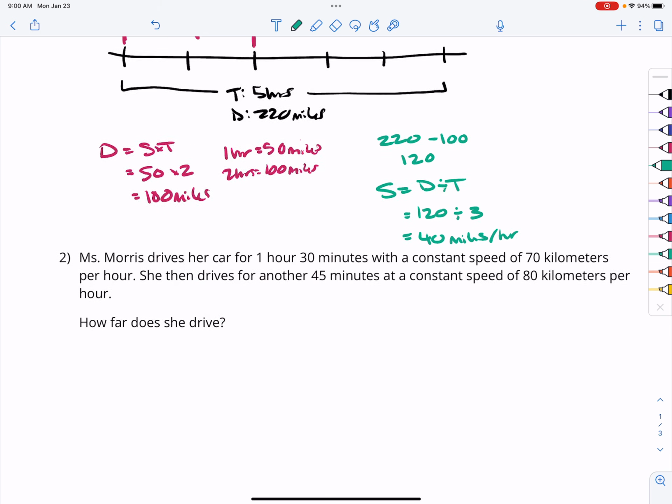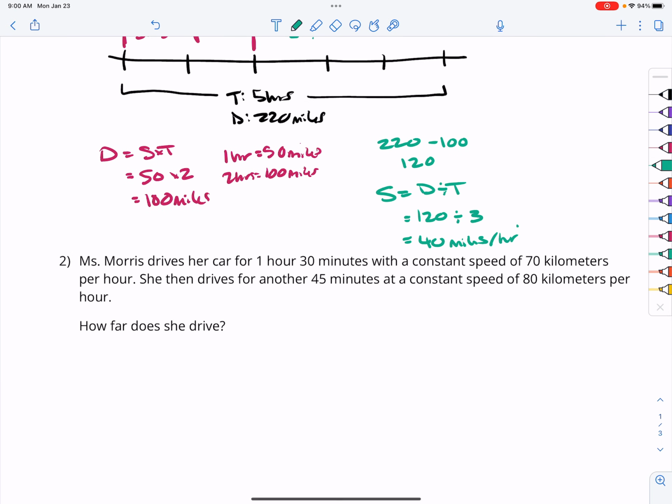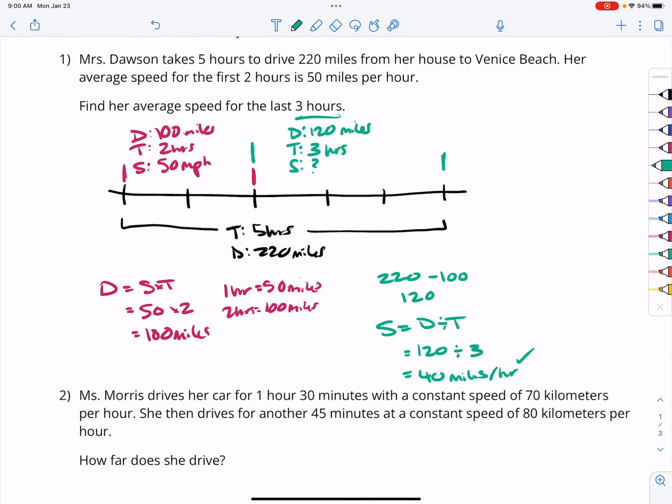So let's check the answer key and check it out. 40 miles per hour, 40 miles per hour. So if I was doing this for real, I would actually write that in a sentence.